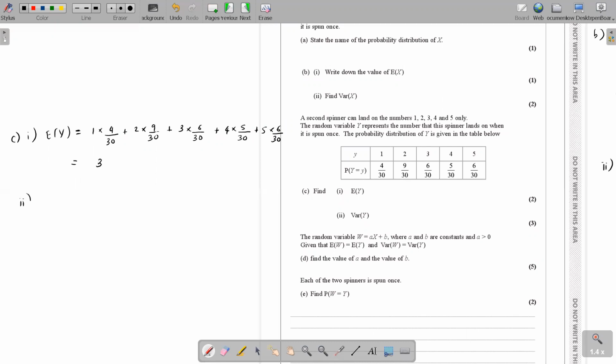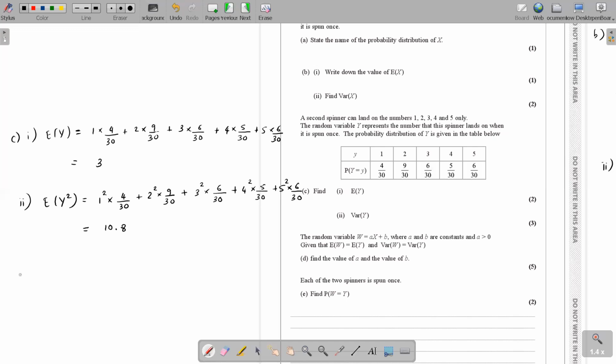Then Roman number 2, children, variance Y. Again the same story. To get variance Y, can we immediately get variance Y? No, you have to get E(Y²). So E(Y²) uses the square value of Y. 1 squared into 4/30 plus 2 squared into 9/30 plus 3 squared into 6/30 plus 4 squared into 5/30 plus 5 squared into 6/30. Children, how much is it? 10.8.